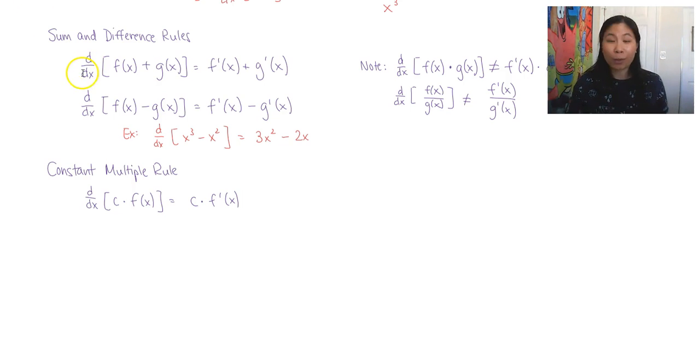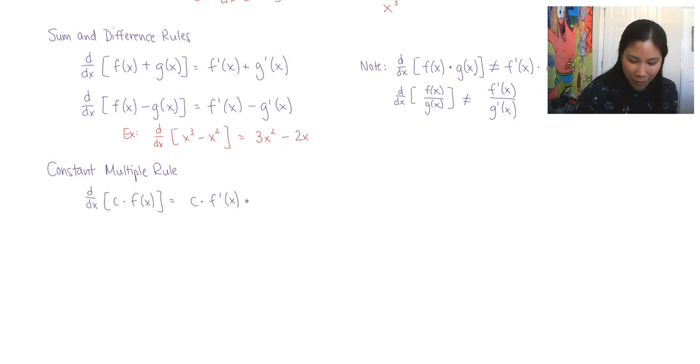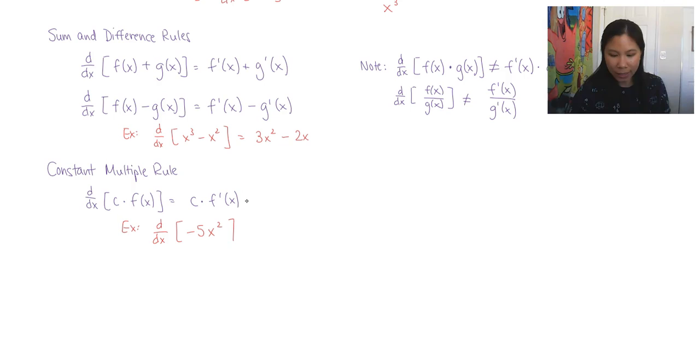So I know I just said that if you have two things that are multiplying, you can't multiply their derivatives. But if you have two things that are multiplying where one of the things is a constant, then you can just take the constant and multiply by the derivative of the other thing. So an example would be something like if we had to find the derivative of negative 5x squared. The constant would be the negative 5. That part would be our constant.